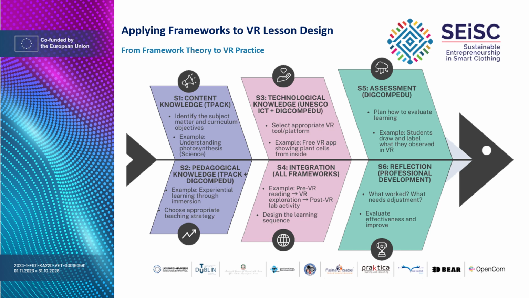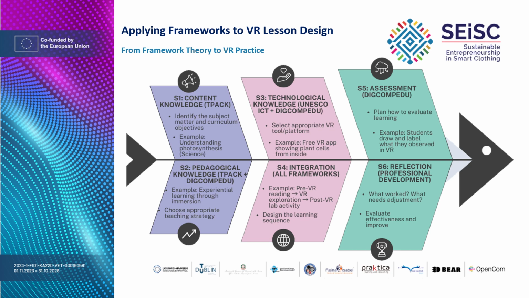Let's walk through a real example of designing a VR lesson on photosynthesis. First, identify your content. You need students to understand the process of photosynthesis at the cellular level. Second, choose your pedagogy. Immersive experiential learning is ideal for visualizing microscopic processes. Third, select technology. A free app like Mel Chemistry VR lets students experience being inside a plant cell.